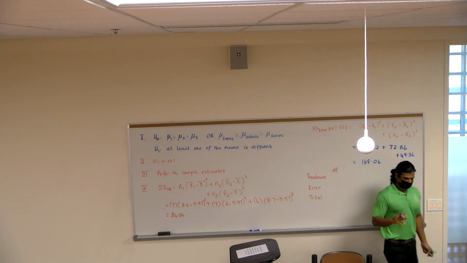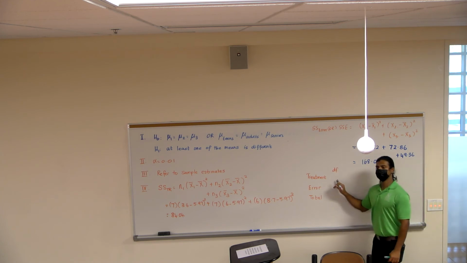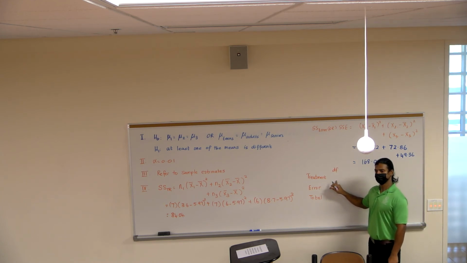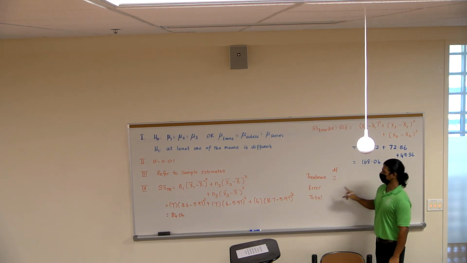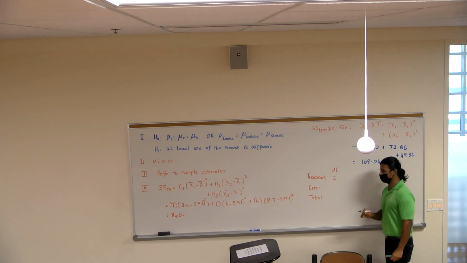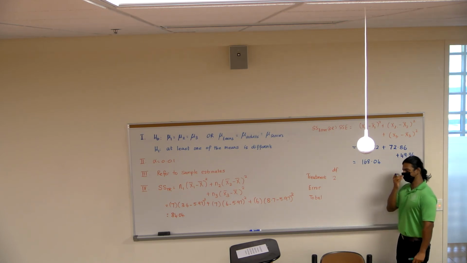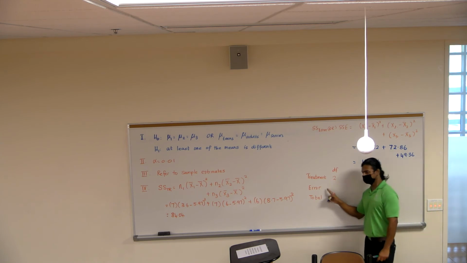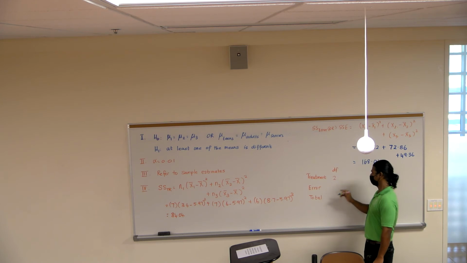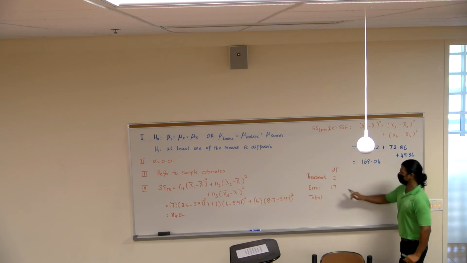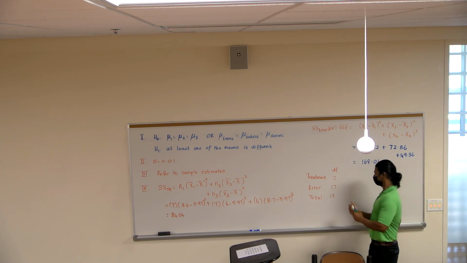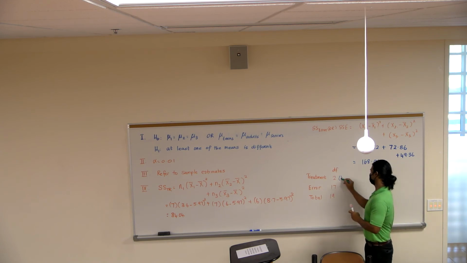We have 3 groups, so the degrees of freedom for treatment would be 2. For the error, the total number of observations is 20, so 20 minus the number of groups that we have would be the degrees of freedom for error. So 20 minus 3 would be 17. If you add those, you would get 19. In terms of a formula, this would be k minus 1, n minus k, and n minus 1.